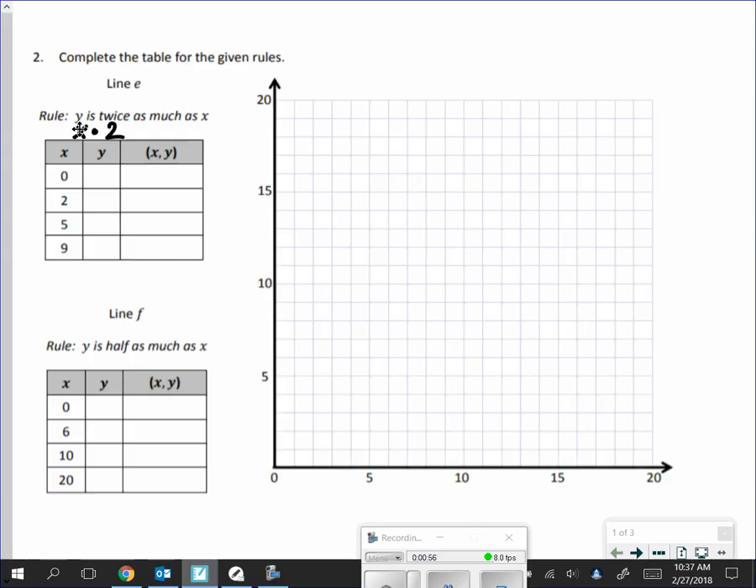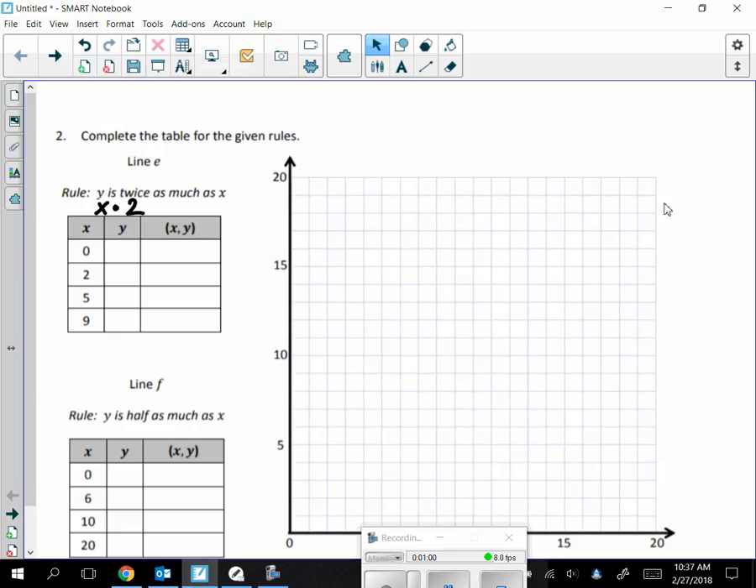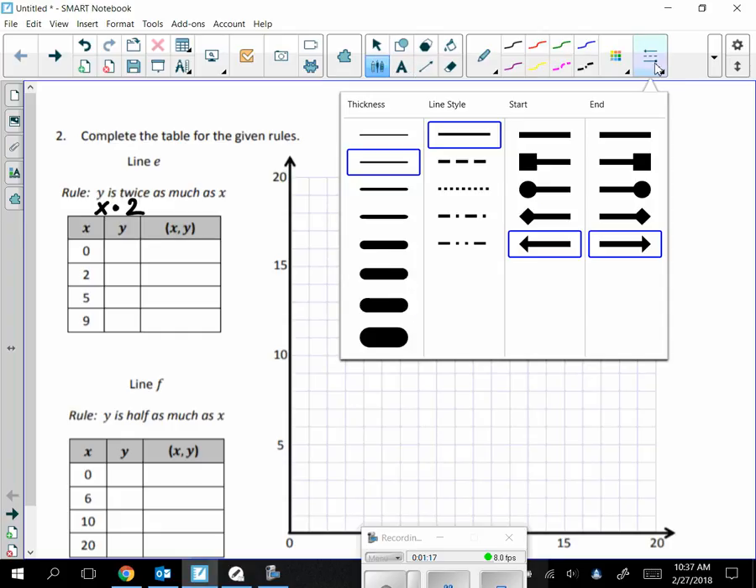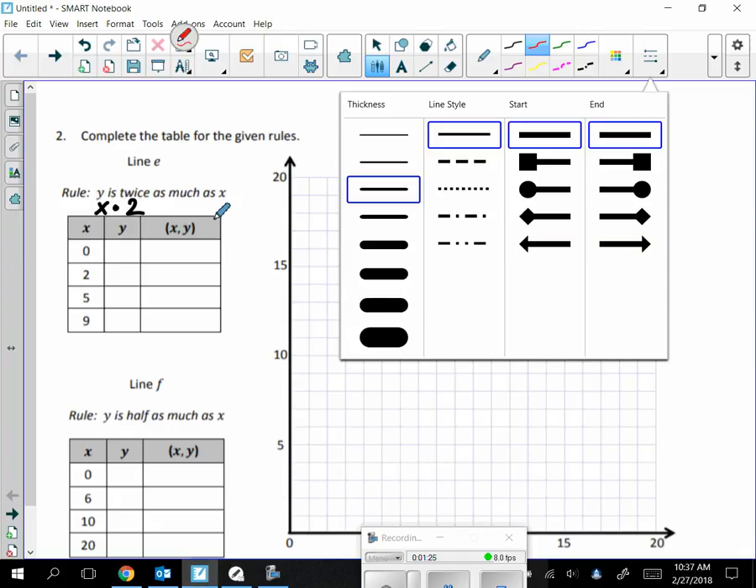So let me, because I had just done it and now it's, I want my lines not so thick. Okay, so just make sure we're there, pen. Okay. I wanted it thin. That was the whole point.